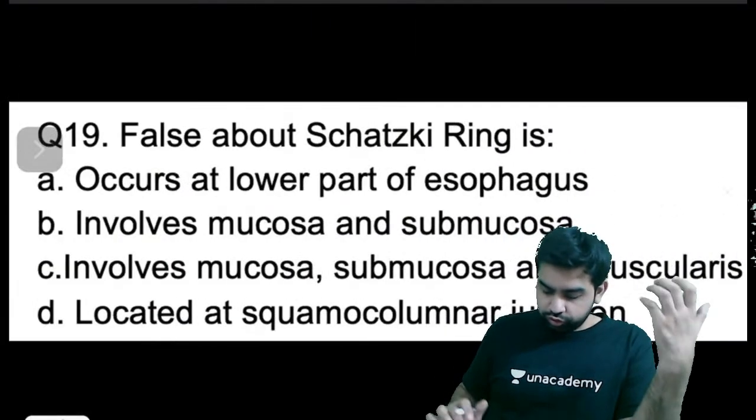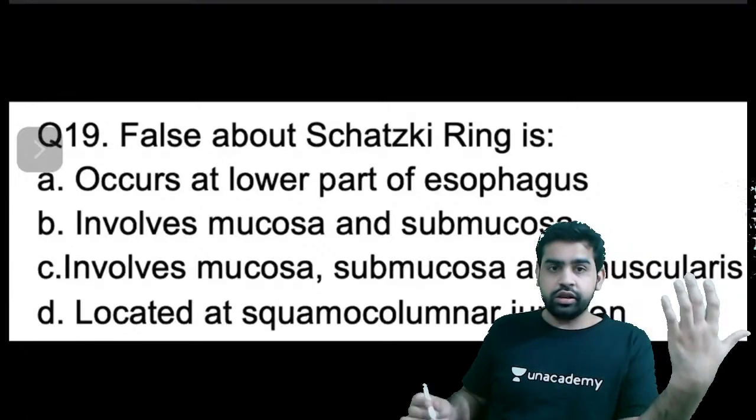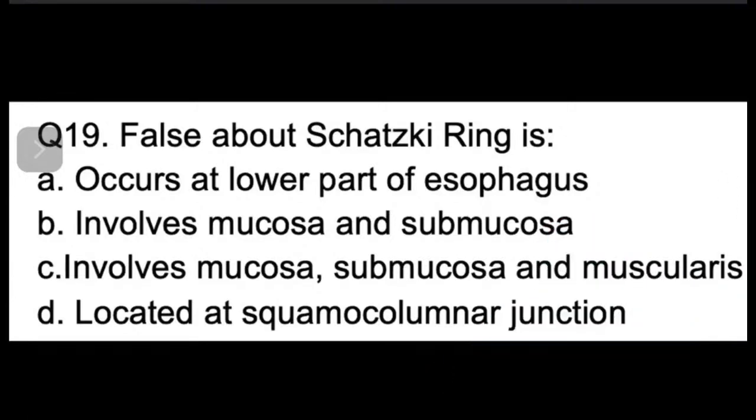Now let's move on to the next question, guys. What is false about the Schottky's ring? It occurs in the lower part of the esophagus, involves the mucosa and the submucosa, involves the mucosa, submucosa, and the muscularis, or is located in the squamocolumnar junction. Which of these is a false statement regarding the Schottky's ring? If you're thinking that the answer to this particular question is C, you are absolutely correct. It doesn't have a muscularis layer, it has only the mucosa and the submucosa.